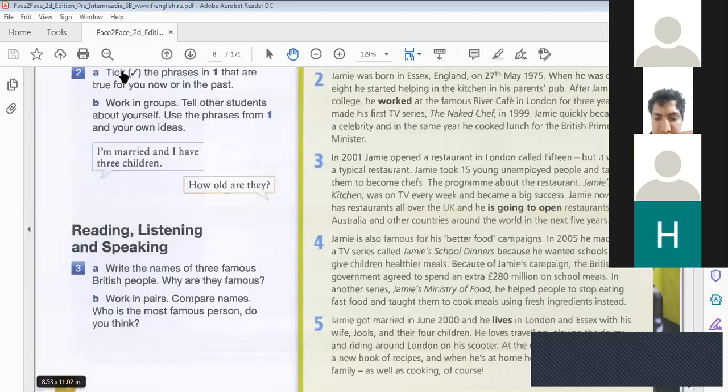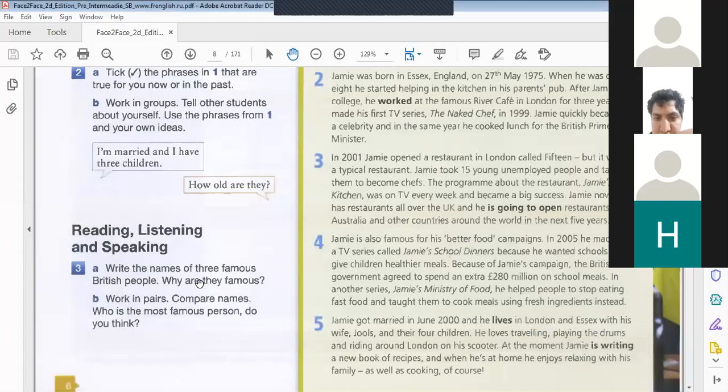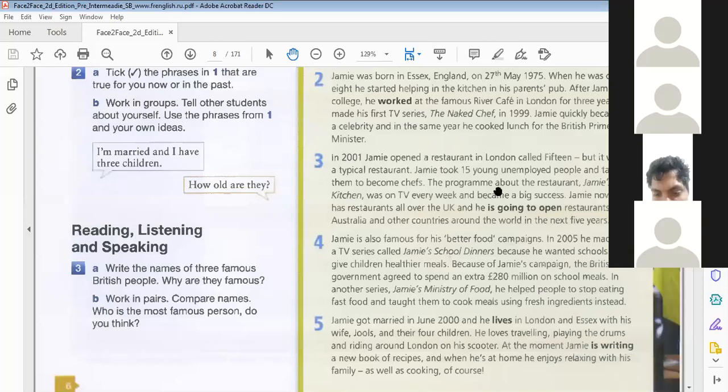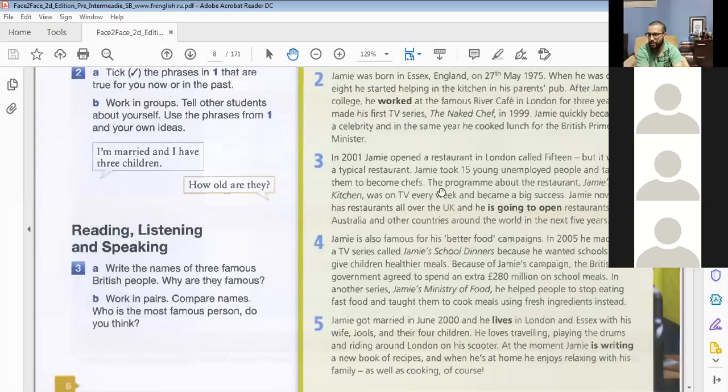Okay, here we're talking about British people. The question we have here is they want us to think of 3 famous British people, not any British people. And we need to say why they are famous, or what makes them famous. So here we're trying to get some kind of vote maybe on the 3 most famous British people. Who would you like to nominate?